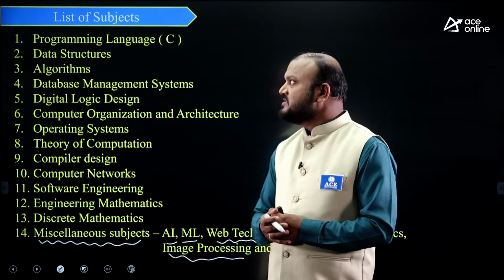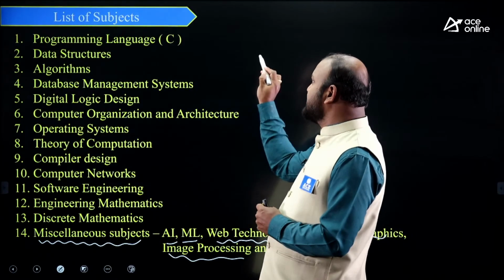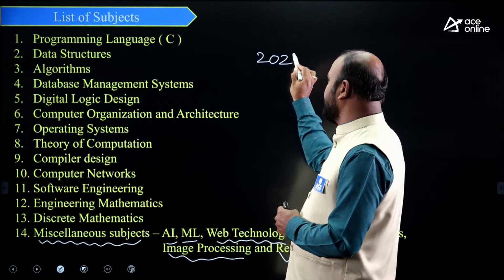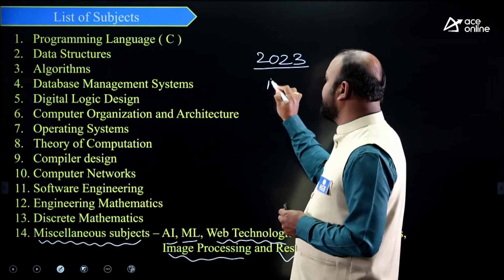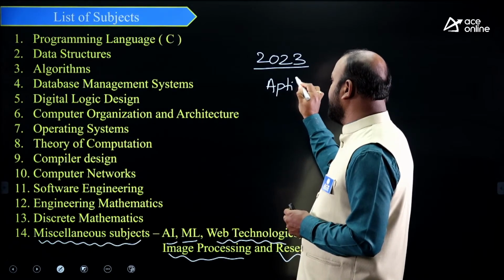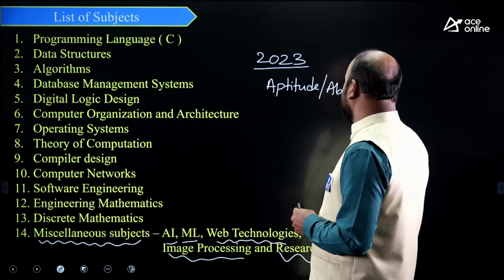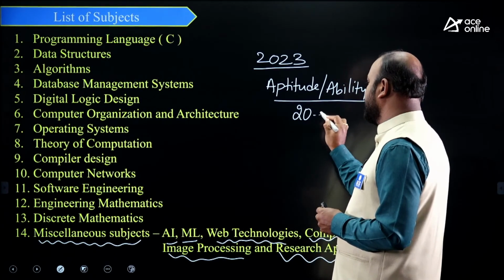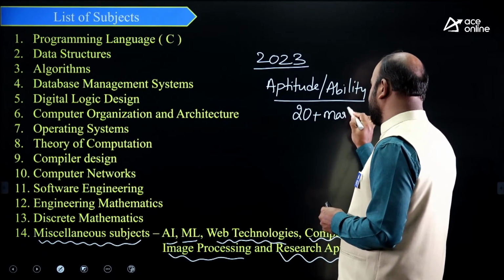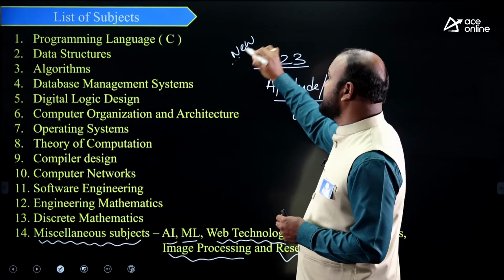Previously, the ISRO syllabus consisted of only these subjects. Now in the ISRO 2023 notification, they have also added aptitude and ability, for a total of 20 marks. This is new with respect to the previous ISRO exams.